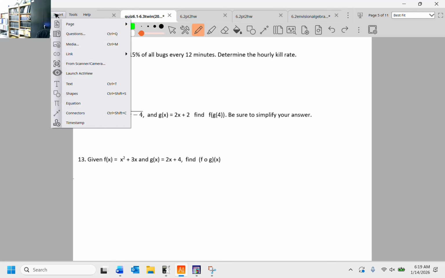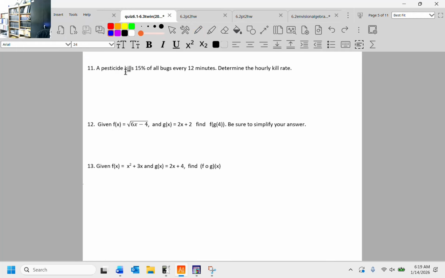All right, moving on with your twin. A pesticide kills. That would definitely be decay, wouldn't it? Kills, decay. All right, so the amount after time is going to be some principal times 1 minus r to the t. That's your form. Now, let's see here. We got 15%. Last I checked, that's 0.15. Remember, you shift that decimal 2 places. And 1 minus 0.15 is going to be 0.85.